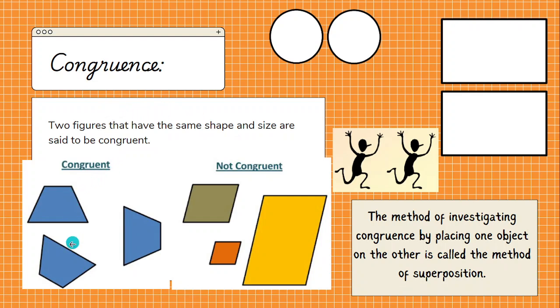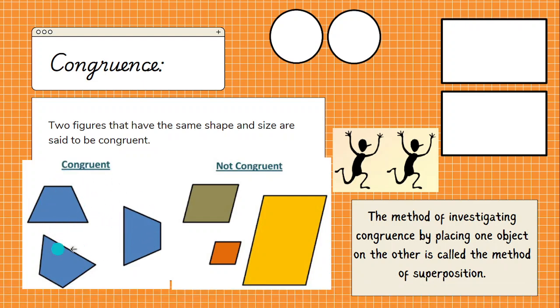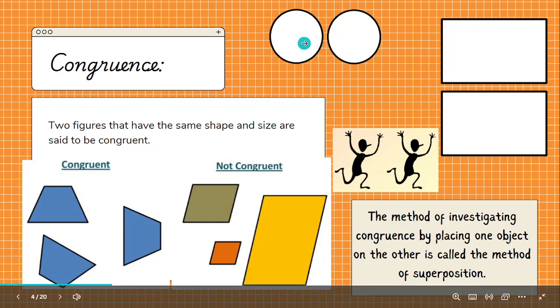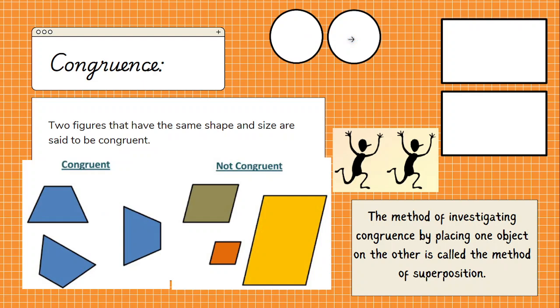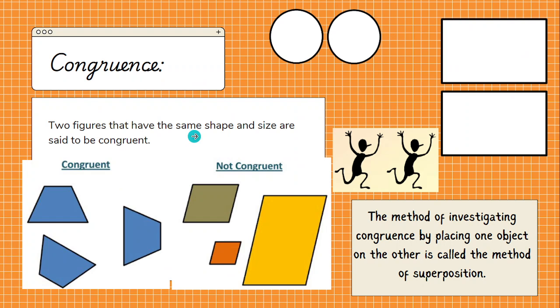So now here you can see these three trapeziums. Right, if we place one on another, we will get exactly the same shape and same size. So yes, these are congruent. Here, if you see these two circles, yes, these two circles are congruent. These two rectangles are congruent. And these two people even are congruent. Because if we keep one shape on another, it is exactly overlapping. It means we are using the method of superposition. So basically what did you learn? We learn that two shapes that have the same shape and same size are congruent.